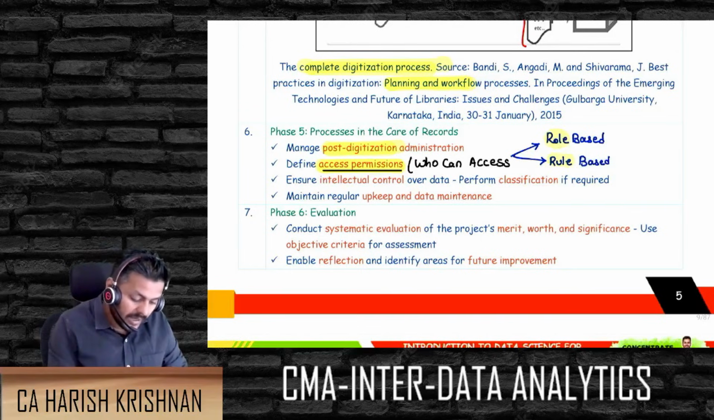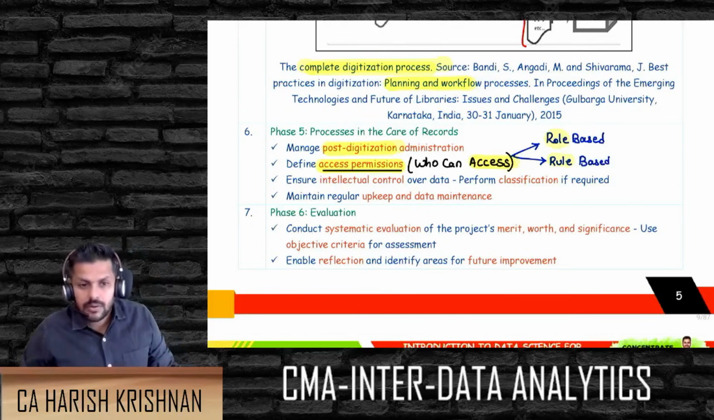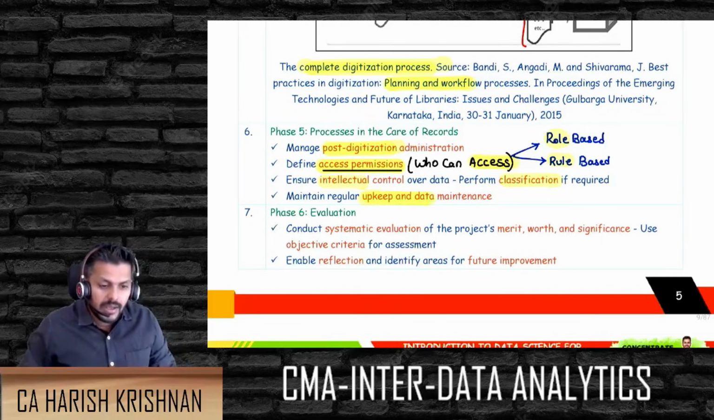So who can access? Right? Access control mechanisms, if you study that, there are 2 types, role based and rule based. Ensure intellectual control over data, perform classification requirements, and maintain regular upkeep and data maintenance. And in case you are working on anything, you also need to mention that data is updated from time to time.